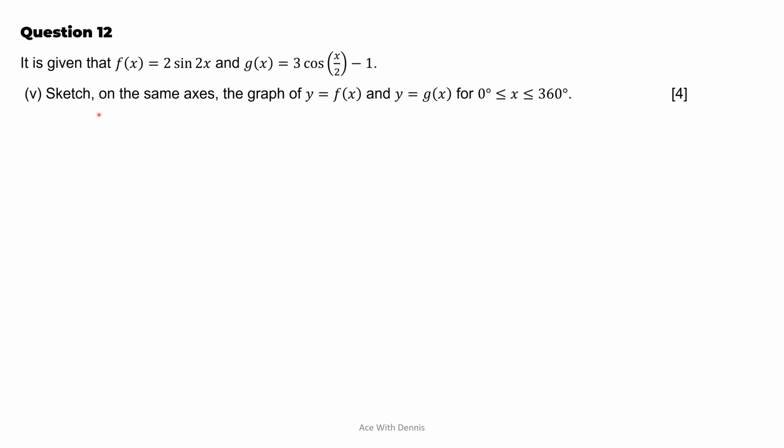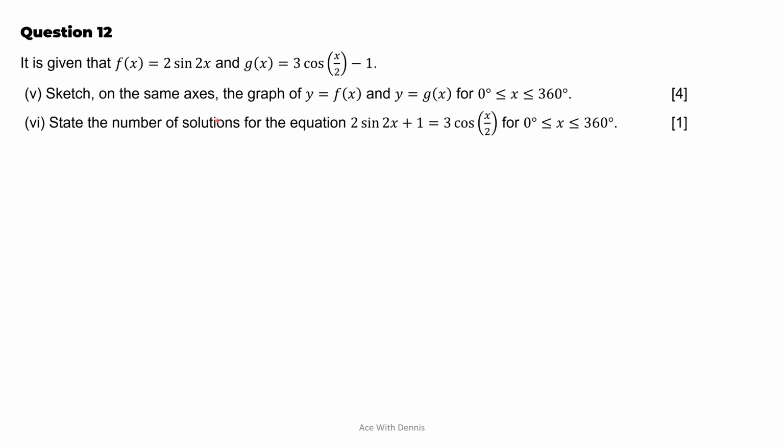Part 5. Sketch on the same axis the graph of y equals f(x) and y equals g(x) for the range of x from 0 to 360 degrees. 4 marks. 6. State the number of solutions for the equation 2 sine 2x plus 1 equals 3 cosine x over 2 for the range of x from 0 to 360 degrees. 1 mark.